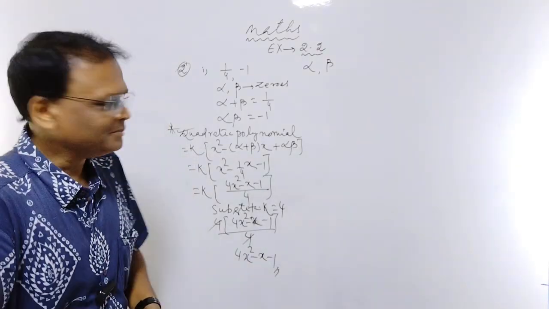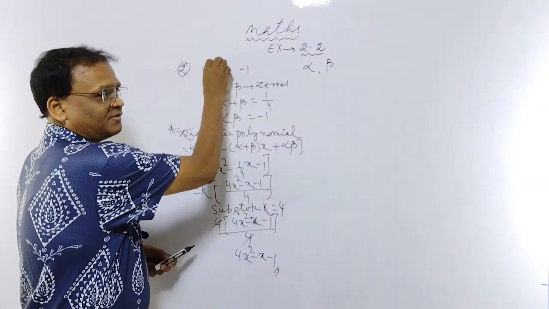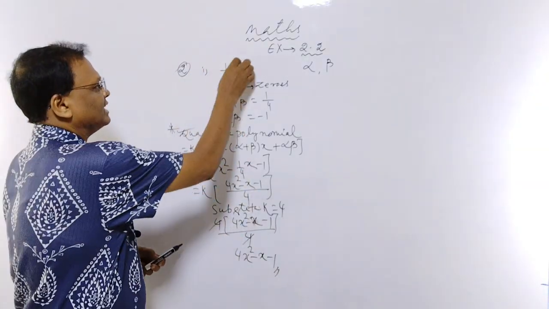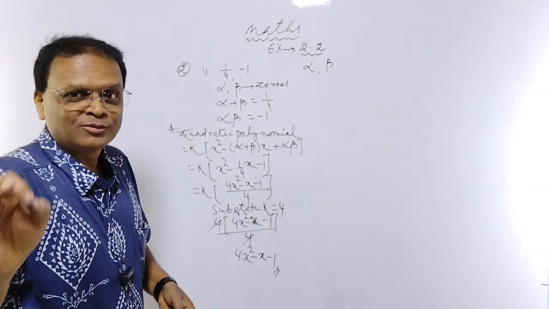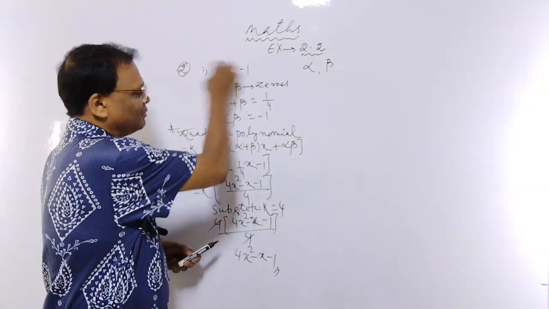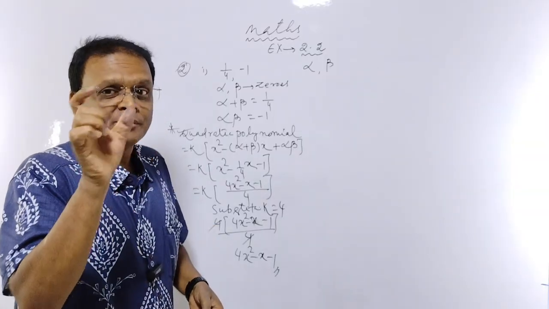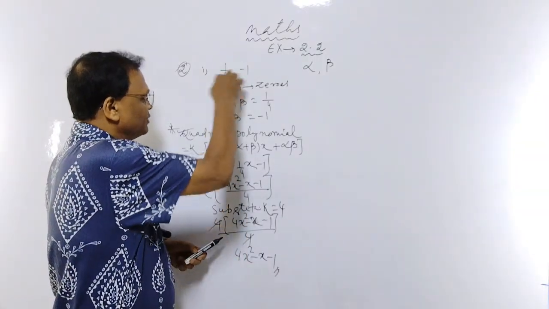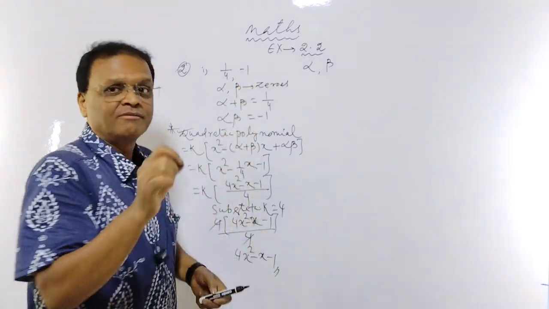So what is important here? These two numbers: the first one is the sum of the zeros, the second is the product of the zeros. We said it is given in the question. This is the sum of the zeros and this is the product of the zeros. The sum of the zeros can be written as alpha plus beta, so this becomes my alpha plus beta, 1 by 4, and this becomes my alpha into beta.